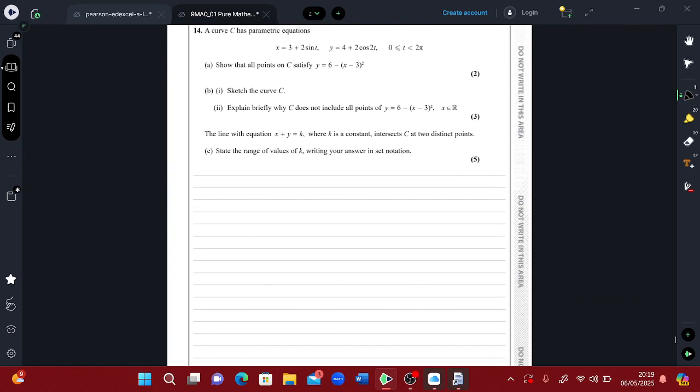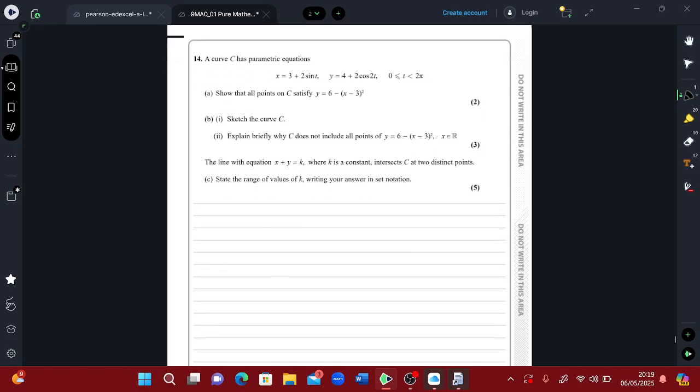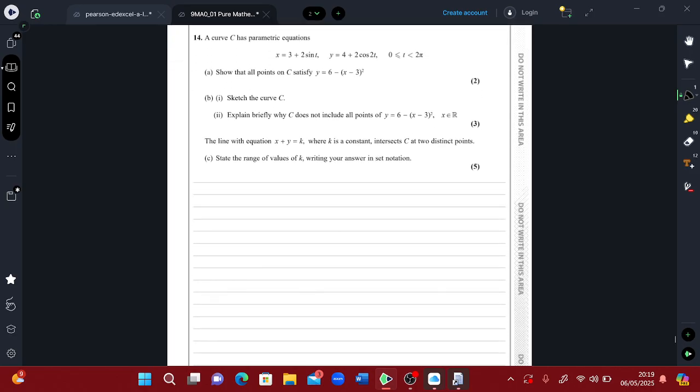Question 14, I believe. I think this is the last question now, which is quite sad. But yeah, it's the final question of this series, this paper.